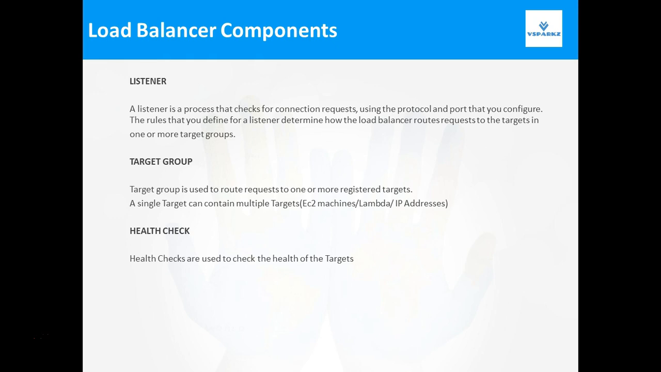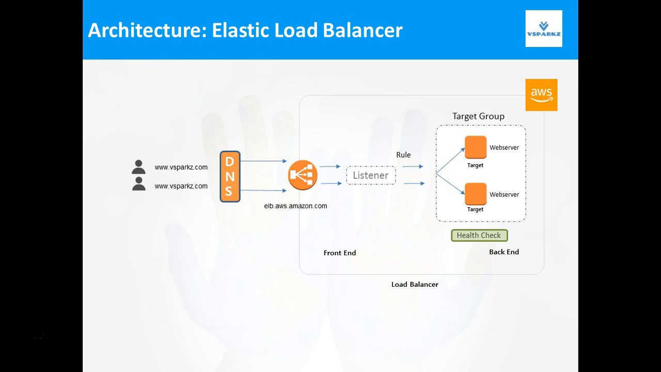Now let us explore the architecture of an ELB, I mean the Elastic Load Balancer. This is the exact architecture of an ELB. You can see a rule in the picture, right? So the rule that you define for the listeners determines how the load balancer routes the request to the targets in one or more target groups. You can have multiple target groups in a load balancer at the backend. Host-based rules and path-based rules are some of the rules that we should mention here.